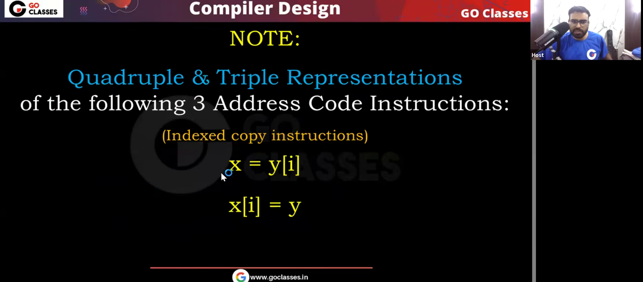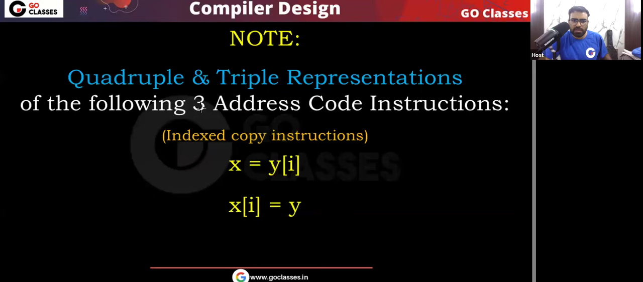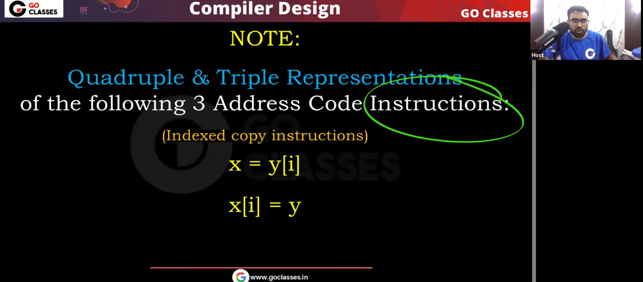Okay, let me tell you that these are called indexed copy instructions. I told you when we were discussing three address code that in the three address code we have indexed copy instructions. Okay, what is the meaning of these instructions? Let's do the revision, or I can say recap, because we have already seen this. You can watch the previous lectures where we were discussing three address code instructions. What is three address code, what are three address code instructions, what instructions are allowed. Okay, so there we have already seen these indexed copy instructions.